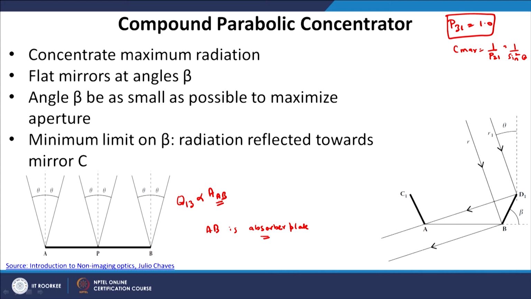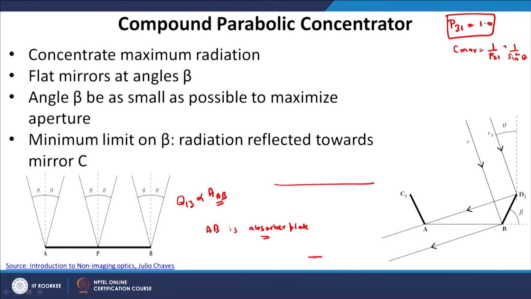So, how do we maximize it? We want to maximize it by putting a larger aperture, such that this is our absorber and this is the aperture. On the small absorber, all the radiation falling on this aperture should pass through. So, all the radiation that is coming through this aperture should pass through this absorber plate. And how do we do that? We put mirrors. So, let us say this is the absorber plate. We put 2 mirrors BD and AC adjacent to it.